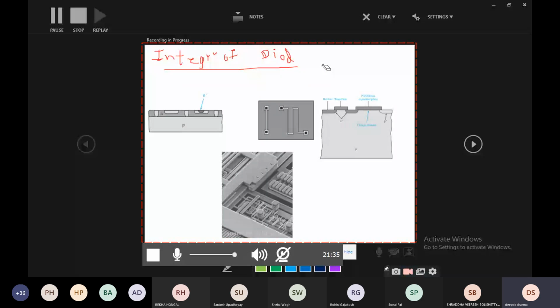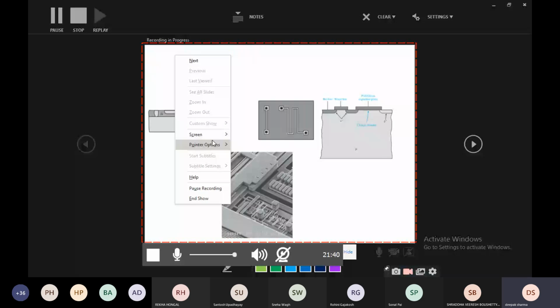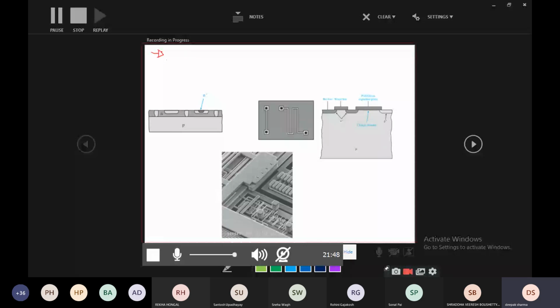So diode is basically a two terminal device, right? It has an anode and it has a cathode. We want to incorporate this diode on the substrate, maybe p type substrate or n type substrate, anything.